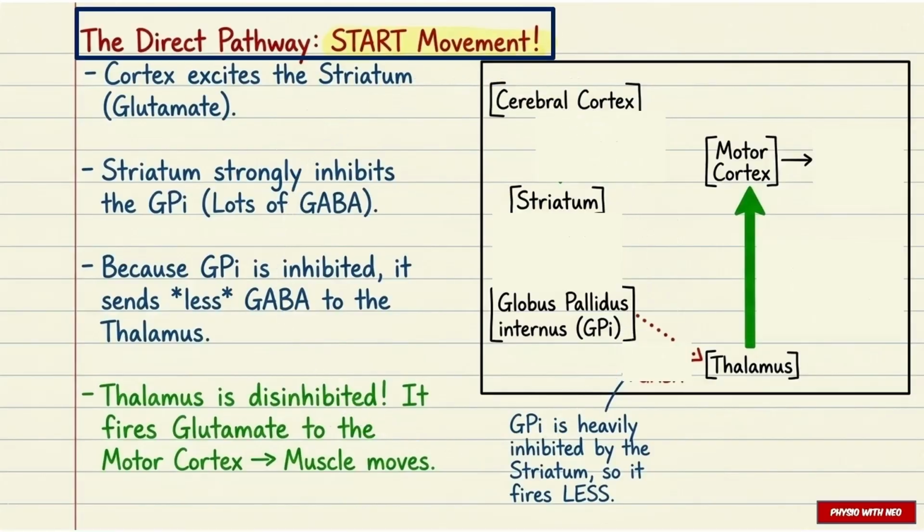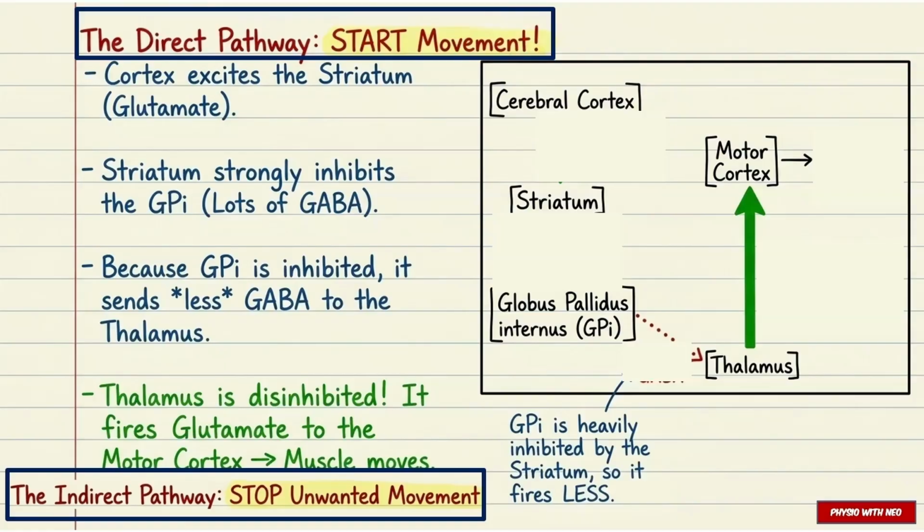But don't worry, I will make it extremely simple. The basal ganglia have two major pathways, the direct pathway and the indirect pathway. Remember only one line: direct pathway facilitates movement, indirect pathway inhibits movement. That's it.